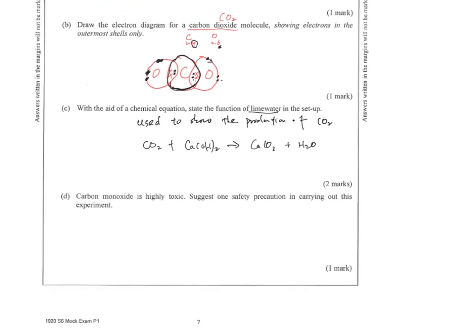So carbon monoxide is highly toxic, right? So just one safety precaution in carrying out this: we use an exhaust fan inside the fume cupboard. So we just carry out the experiment in the fume cupboard. Okay, then it's okay.